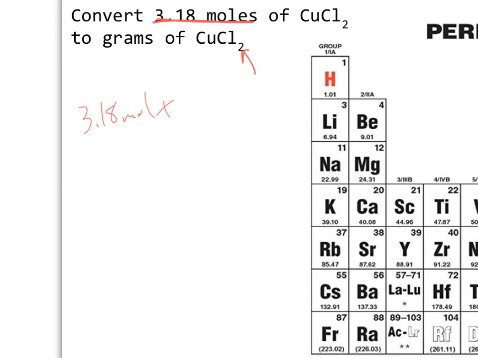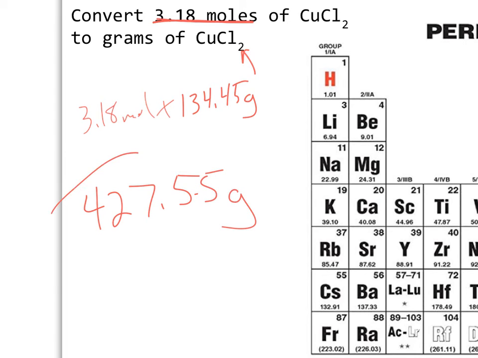Back over here, the question says we have 3.18 moles. Well, if 1 mole weighs 134.45 grams, then 3.18 moles should weigh a little more than 3 times that much. And that comes out to 427.55, rounded the wrong way, grams. Okay, that's how much 3.18 moles would weigh.